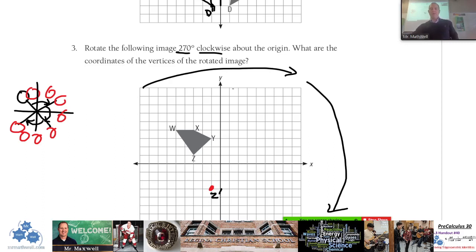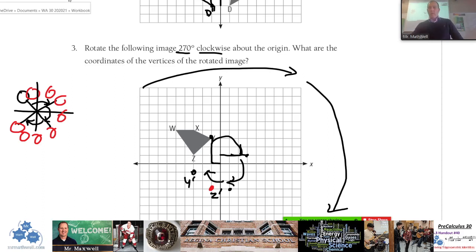So you could do that with Y as well, right? There's Y. So instead of going 1 over and 3 up, you're going to go 1 up and 3 over. Okay? Then you're going to go 1 over and 3 down. Then you're going to go 1 down and 3 over. So it kind of rotates 90, then rotates 180, then it rotates 270. So there's going to be your Y prime.